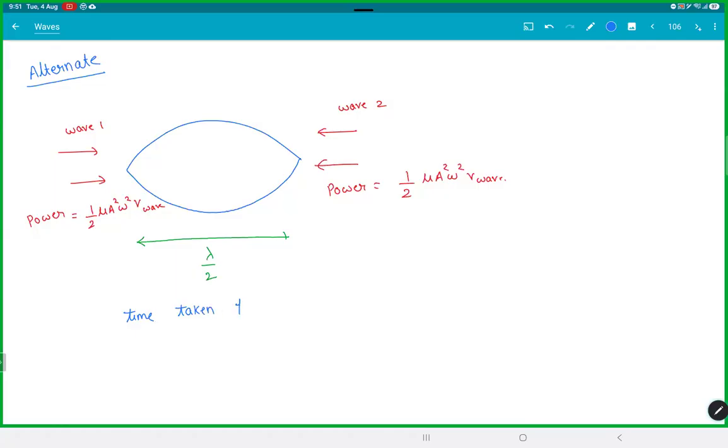Time taken for the wave to cross the loop will be lambda by 2 by v wave. Meaning for this much time, the power is entering inside.